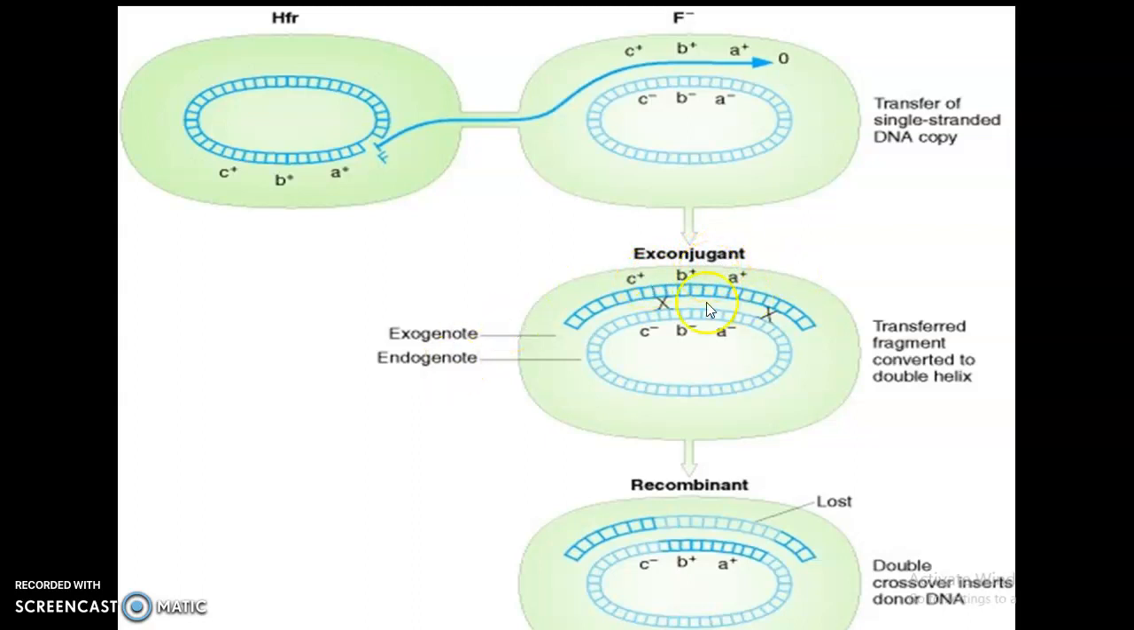And here you can see the single-stranded DNA that entered the recipient cell is converted into a double-stranded structure because it can replicate itself. It can act as a template for polymerization. So it is converted into a double strand, and the strand of DNA that entered the recipient cell is called the exogenote, and the cell's own chromosomal DNA is called the endogenote, and recombination takes place between these two, the chromosome and the exogenote.